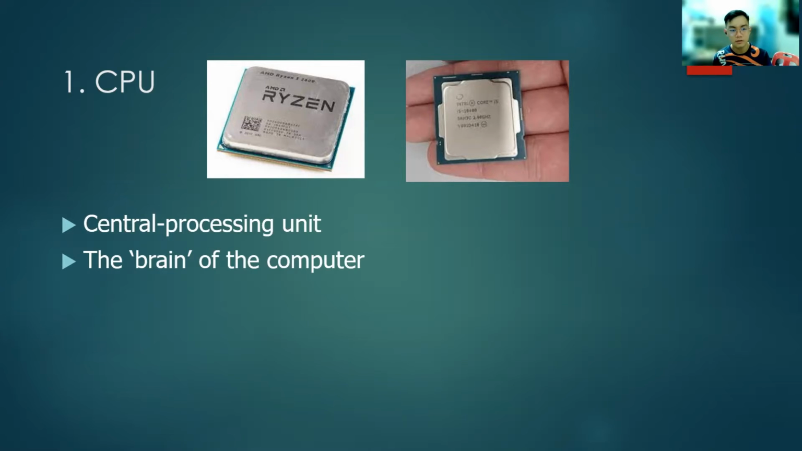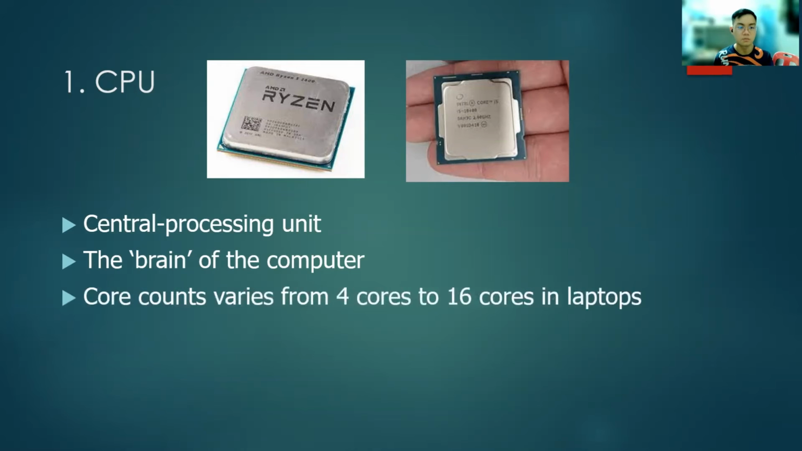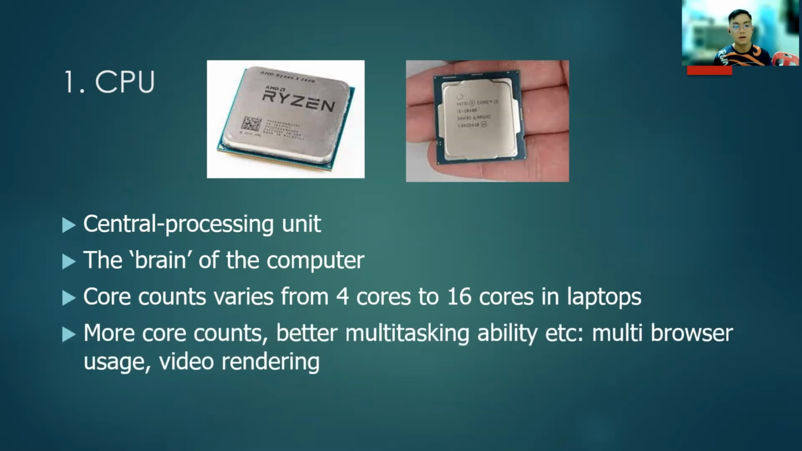And it's mainly known as the brain of the computer because it actually processes all the programs and background apps for your computer to operate. What varies from one series of CPUs to another is the core count itself, which in laptops may vary from 4 cores to 16 cores. And of course, the more cores, the better the multitasking ability, especially for multi-browser usage and video rendering.